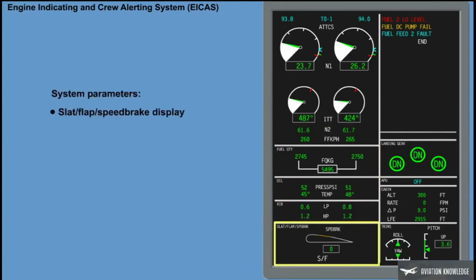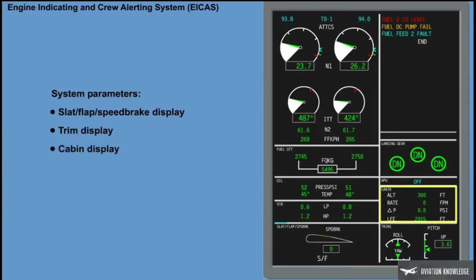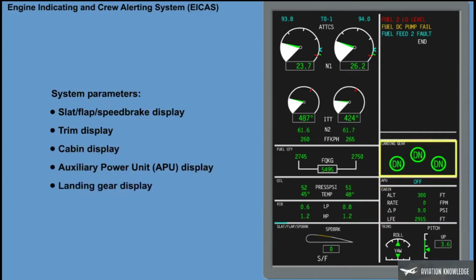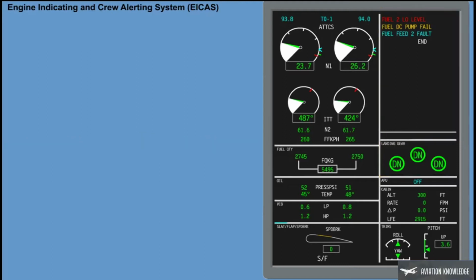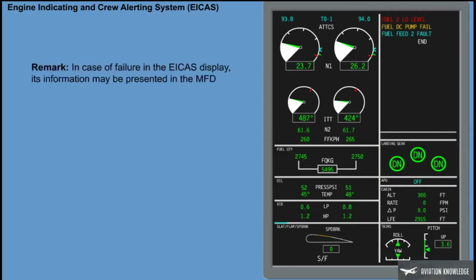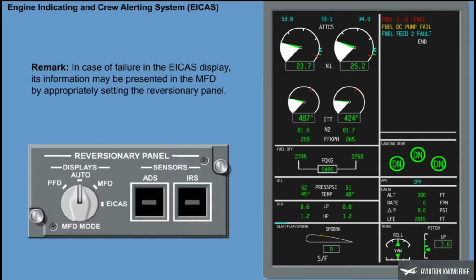There is the slat, flap, speed brake display, the trim display, the cabin display, the auxiliary power unit APU display, and the landing gear display. The crew alerting system message window provides the pilots with displayed alerts. Remark: in case of failure in the EICAS display, its information may be presented in the MFD by appropriately setting the reversionary panel.